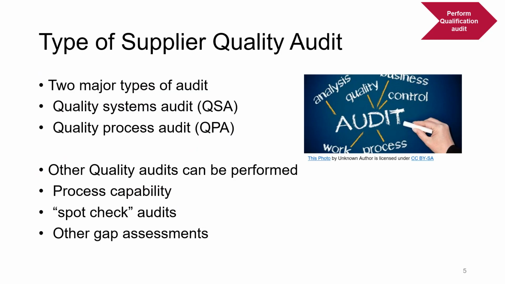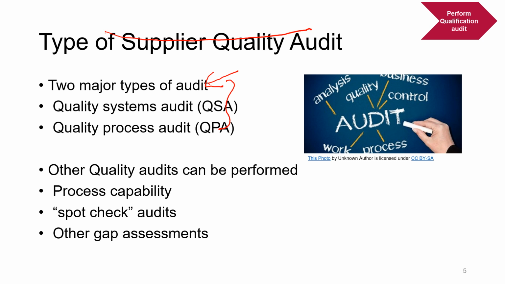We will zoom in into supplier quality audits, which normally consist of two types of audit. One is quality system audit, which is related to the quality management systems, and second is quality process audits. We will have more details in the next few slides.